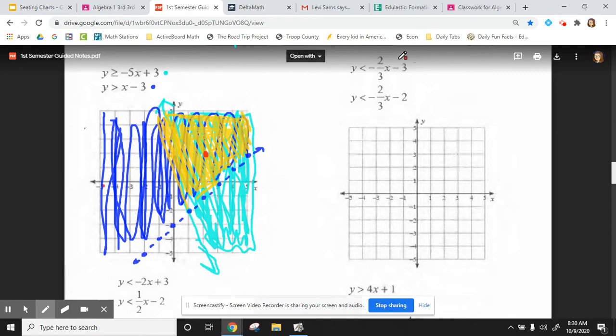Okay, for your next one, our intercept is -3. Then we go down 2, right 3, up 2, left 3. This is dotted. And it's less than, so we shade down.